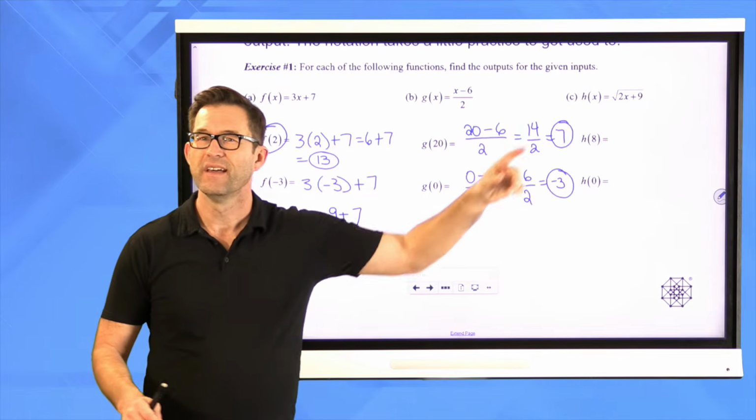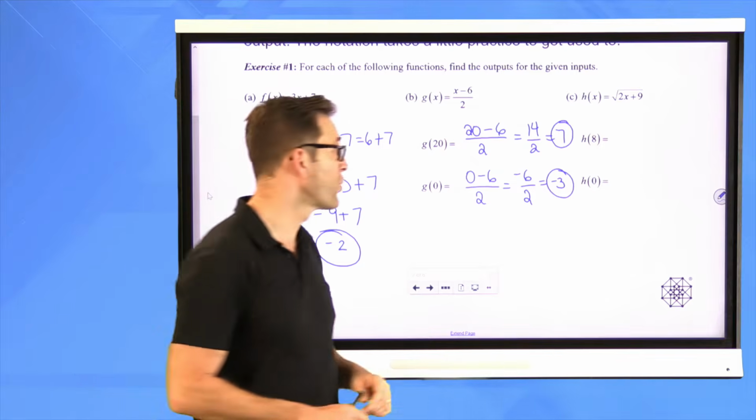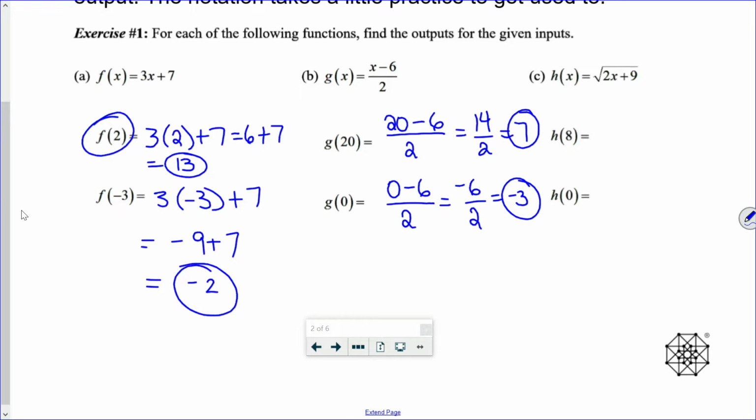That's it. Now this particular function has a square root involved, which maybe we need a little work on. Let's take a look. When the input is 8, the output is going to be the square root of 2 times 8 plus 9.